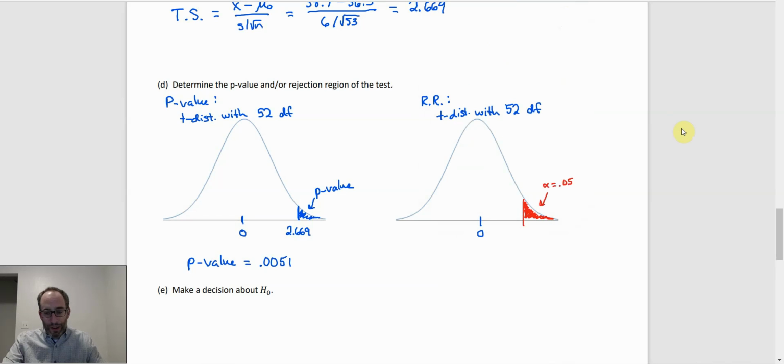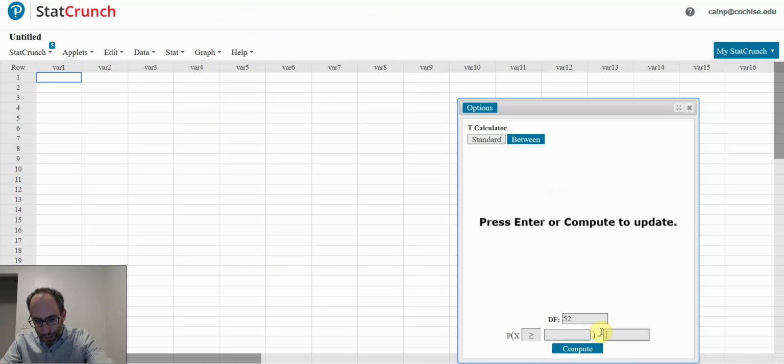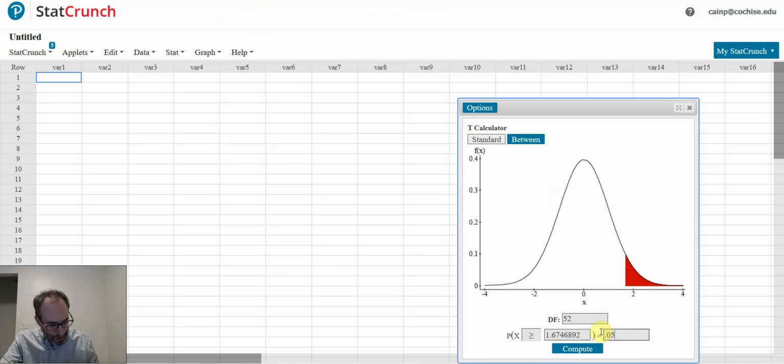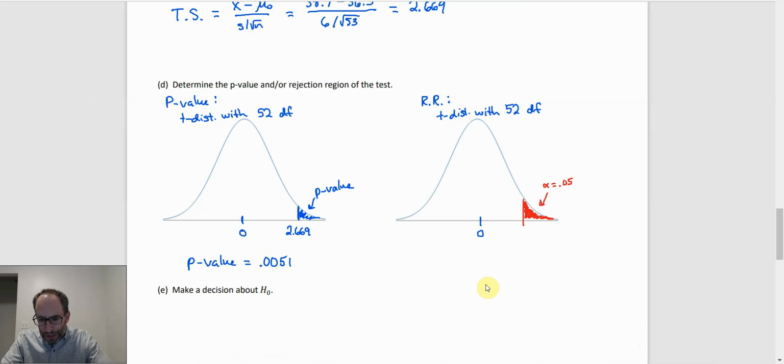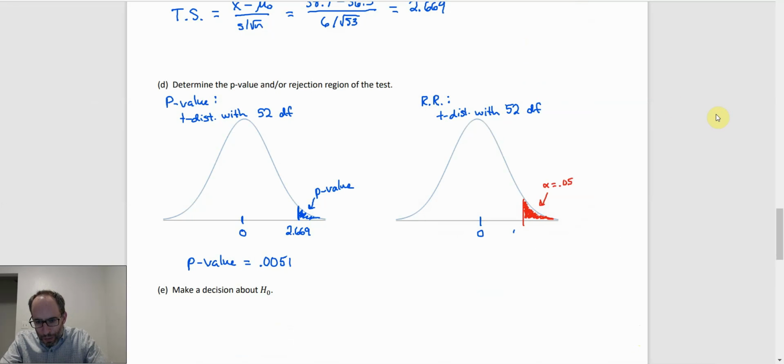And then we need the cutoff, so then you would use the t-distribution with 52 degrees of freedom to do it, and we just have to say, well, now we want a 0.05 in the tail as the probability, and the cutoff is 1.675 if you're going to 3 places. All right, so change color, 1.675. And then the test statistic, it's way past that, right?